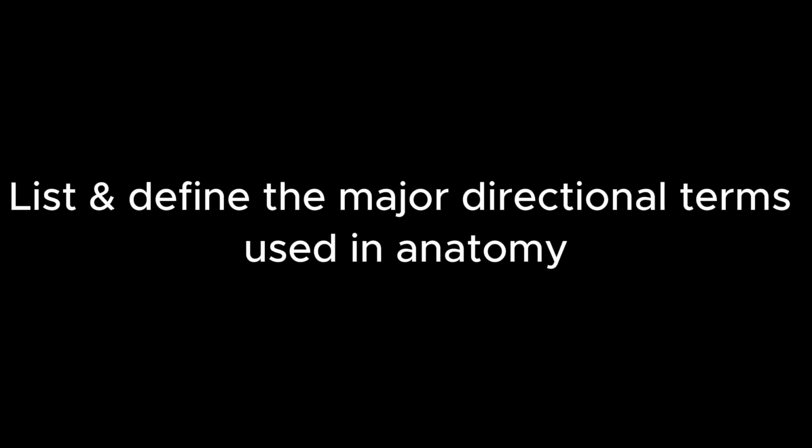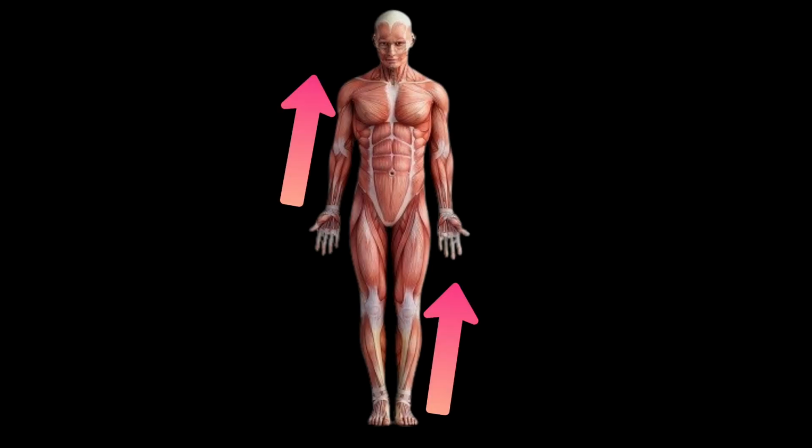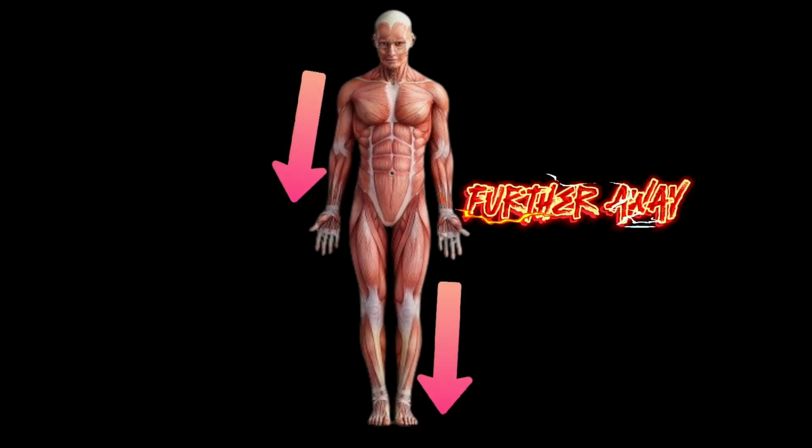List and define the major directional terms used in anatomy. Proximal and distal. Proximal means closer to the point of attachment of the limb. Distal means further away from the limb.